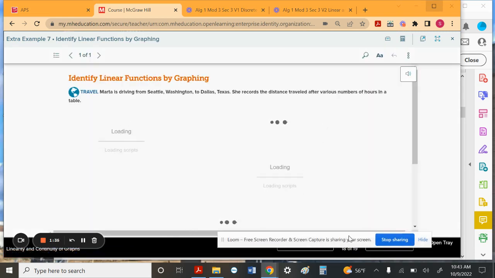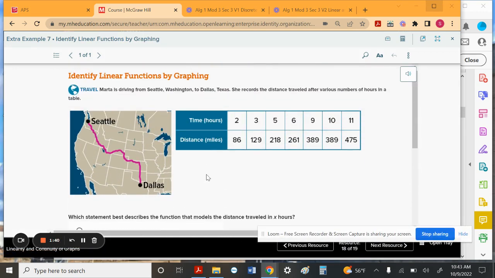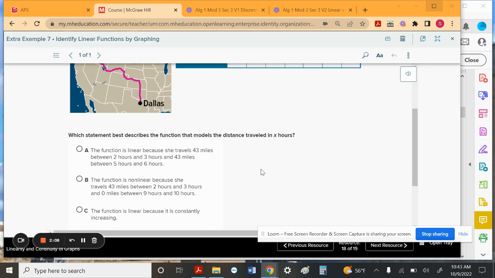Identifying them from graphing is really straightforward. This is probably the simplest way to graph them and see what they look like. Notice in this case, Marta is driving from Seattle, Washington to Dallas. She records the distance traveled after various numbers of hours in a table. In 2 hours, she goes 86 miles, in 3 hours 129, in 5 hours 218, in 6 hours 261, then 9, 10, and 11 hours. You can kind of see that. Which statement best describes the function that models the distance traveled?